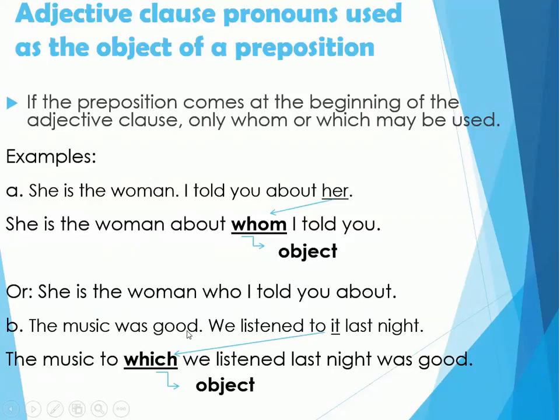The music was good, clause number 1. We listened to it last night, clause number 2. Well, let's put them together. The music to which we listened last night was good. So again, here I can only use which. I cannot use that because I have the preposition to right in front of it. In both situations, the adjective clause pronouns are being used as the object of a preposition.